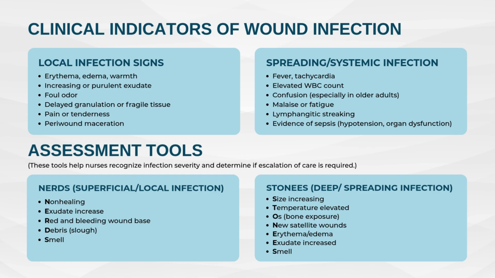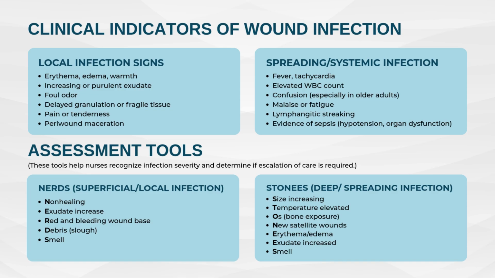Let's talk about how to recognize an infected wound early, because catching it late can lead to serious complications. Local signs of infection include redness that extends beyond the wound margin, swelling, warmth, and increased pain, exudate that becomes thick, discolored, or foul-smelling, delayed healing or deterioration of the wound bed. But not all infections look dramatic. Sometimes subtle changes are the earliest clues. This is where assessment tools come in.